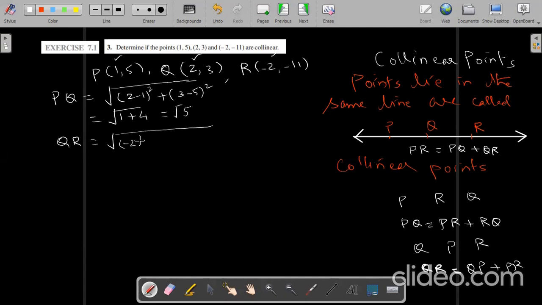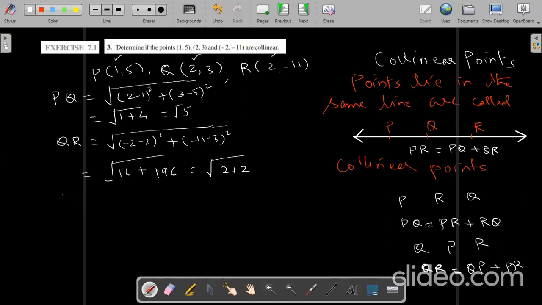(x2 minus x1) minus 1 whole square plus (minus 11 minus 3) whole square. Okay, then minus 2 minus 2 is minus 4, square of 4 is 16, minus 11 minus 3 is minus 14. So square of 14 is 196. 196 plus 16, so you get 212, correct?